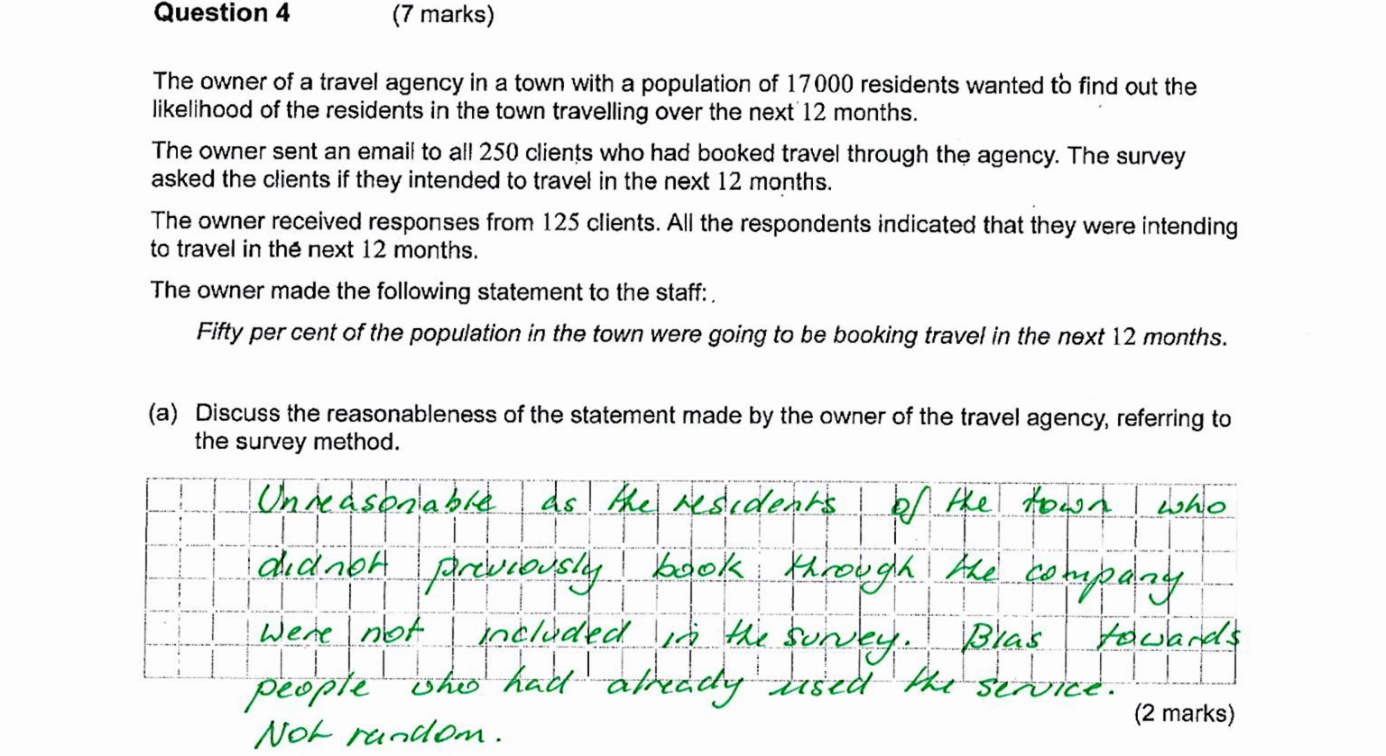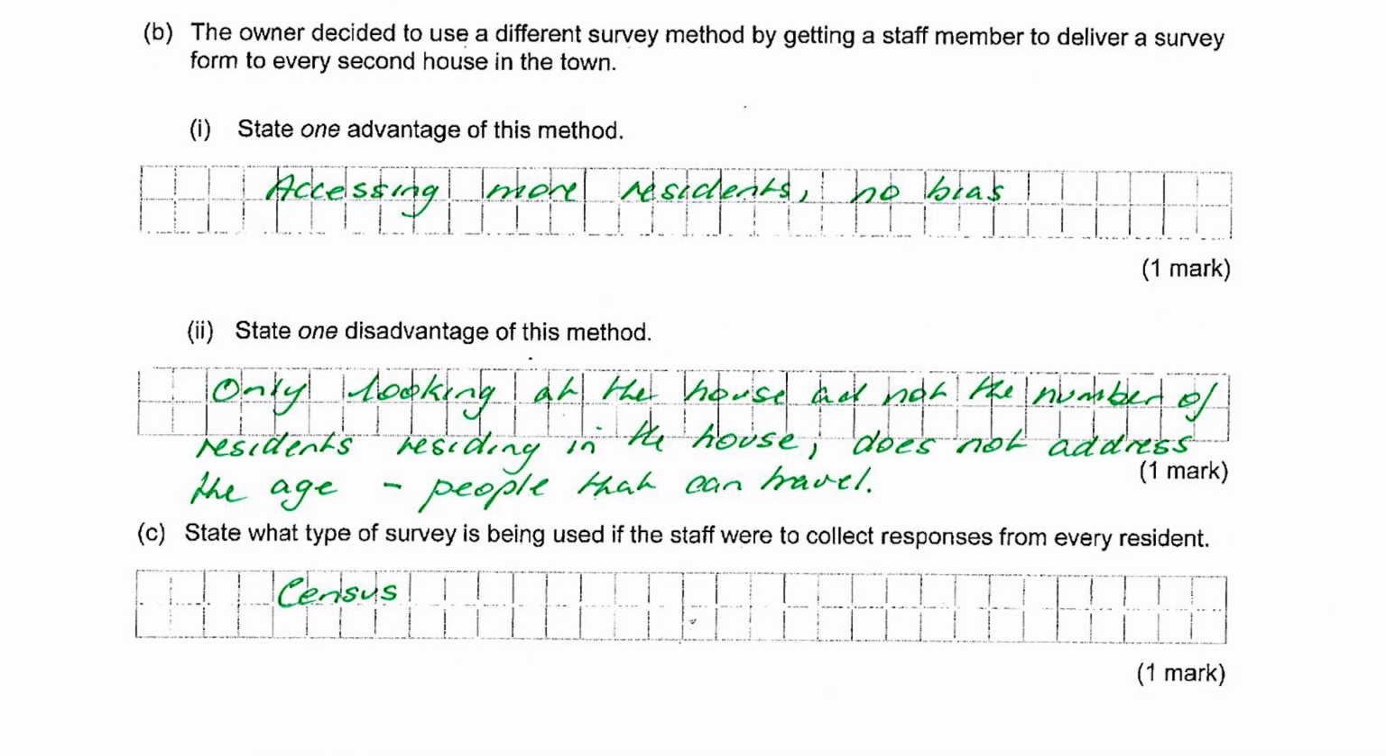For a discussion, it sort of needs to state what they're going to talk about and the impact of that as well. And I guess anything that's reasonable, anything that makes sense, students can get marks for that. State one, so then we've got the fact they're going to change the survey method and we want one advantage of it. So increased sample size was one, less biased. I guess we were mindful of the fact that students could repeat themselves or contradict themselves as well.